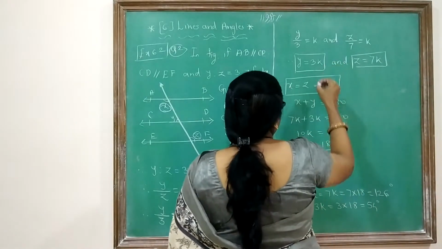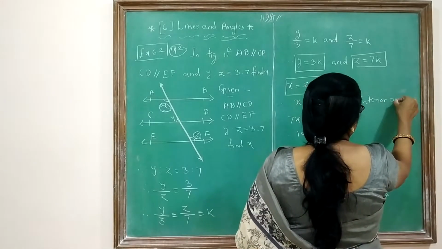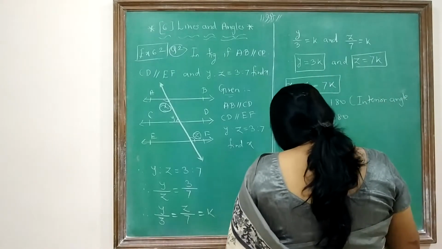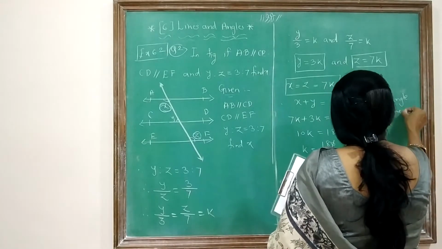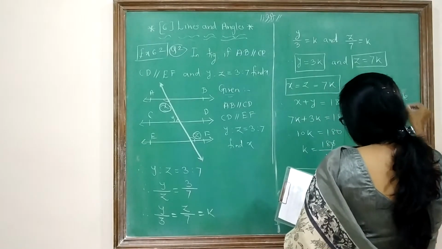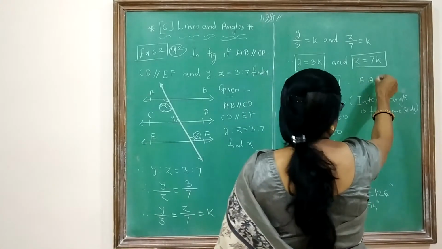Here you will write interior angles of the same side, and here x equal to z, then you will write here alternate angles.